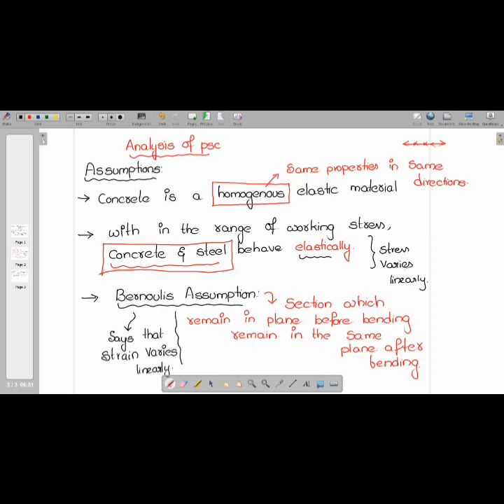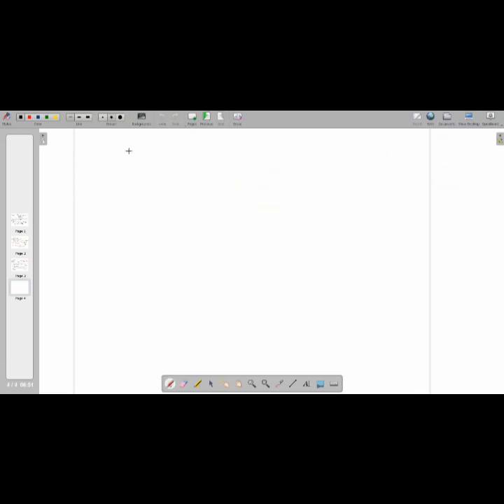So here the assumption is concrete is a homogeneous elastic material. Next, within the range of working stress, concrete and steel behave elastically. And the third assumption is sections which remain in plane before bending remain in the same plane after bending. This assumption says that strain varies linearly. Now, students, let us move on to the analysis part.